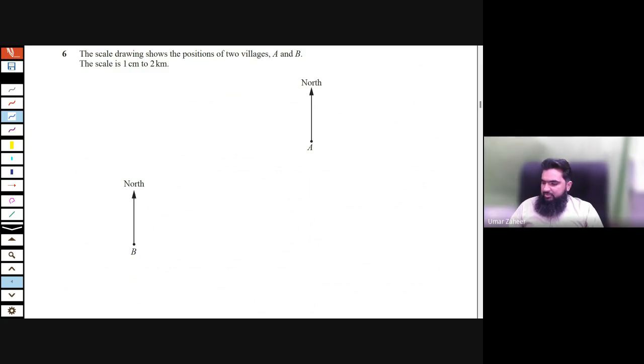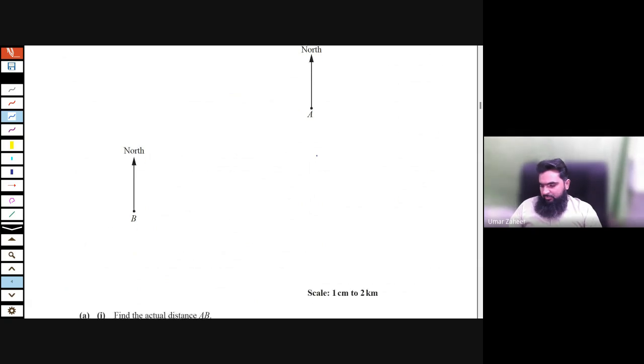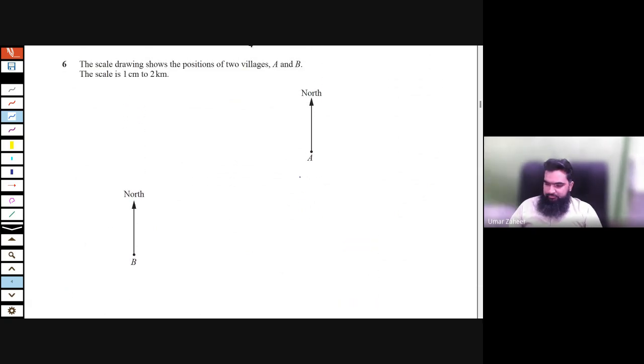The scale drawing shows the positions of village A and B. The scale is 1 centimeter to 1 kilometer. Find the actual distance. I'm just going to tell you the procedure for how you can find it. First of all, you need to use a scale and find the distance from A to B. For example, I'm going to use a scale.